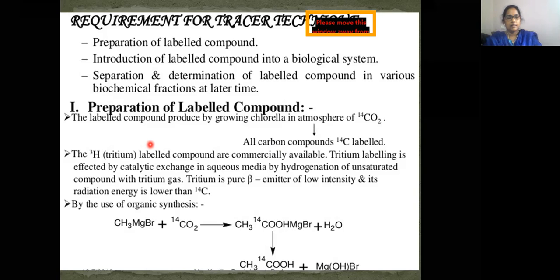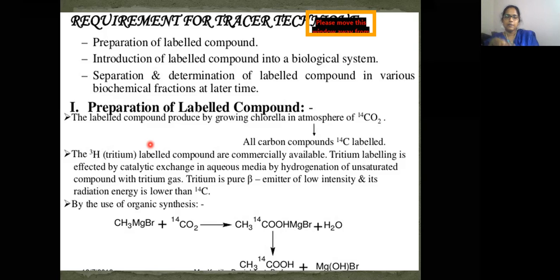In shikimic acid pathway, erythrose 4-phosphate or phosphoenol pyruvate, we can use any of these as the precursor, right? First we have to select the presumed precursor, and then you can use any of these methods and you can label it. So the first method is the radio labeled compound can be produced by growing it in the atmosphere of carbon 14, right?